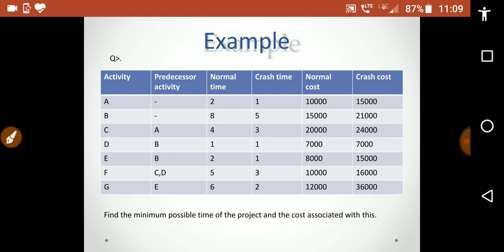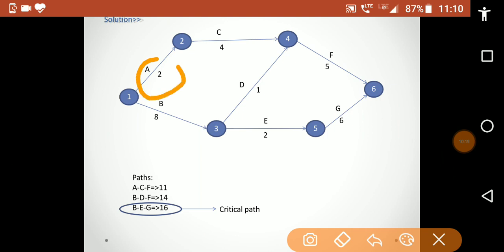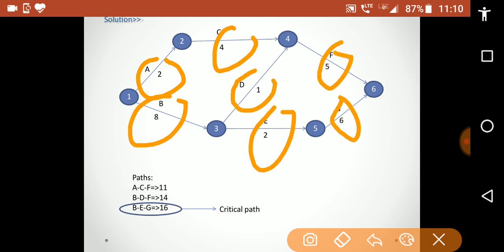So first we make the network. So this is the network: A2, C4, B8, E2, D1, F5 and G6. Now let us make the paths.